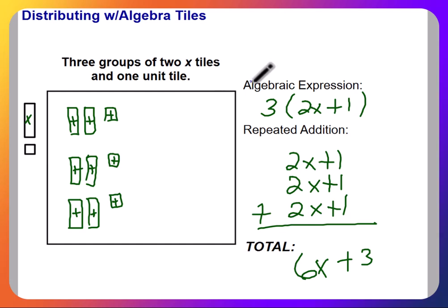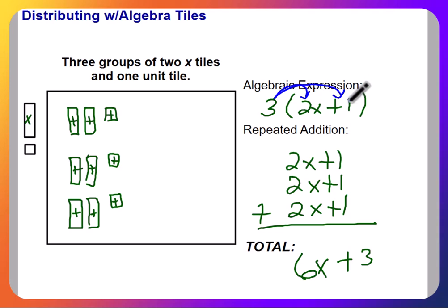Let's come back over here to the first one. See if that works. If we take the 3 and we multiply it with the 2x, does that give us 6x? Yes, it does. If we take the 3 and we multiply it times this positive 1, does that give us a positive 3? Yes, it does. That's the distributive property. We're distributing the 3 to each term inside the parentheses.